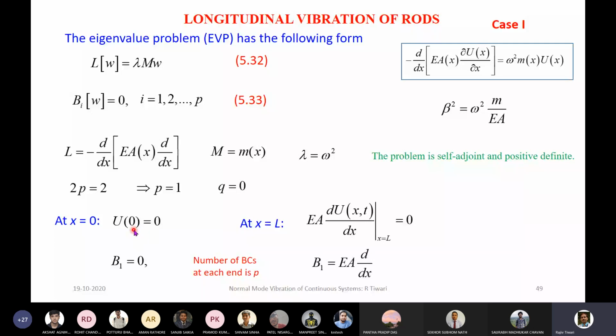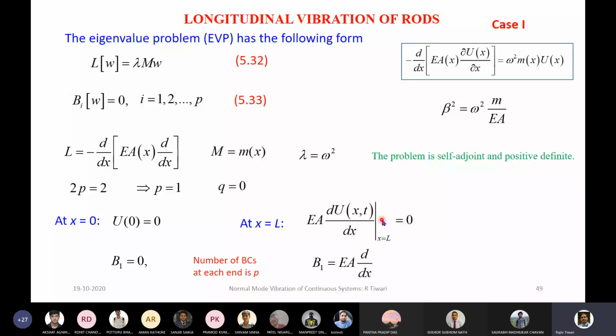And if you compare this with this boundary condition, we can see that B1, because i can go from 1 to p and p is 1, so B1 for the x is equal to 0 case will be B1 is equal to 0 because there is no differential operator here. Here, in the second case, x is equal to L, here also we'll be having p number of boundary conditions, that is 1.